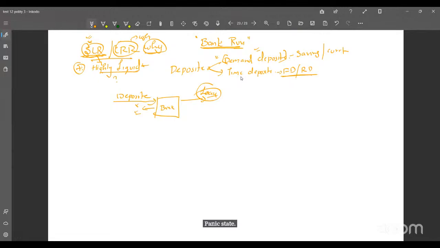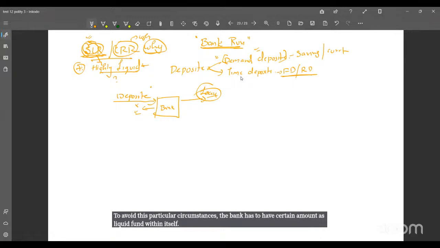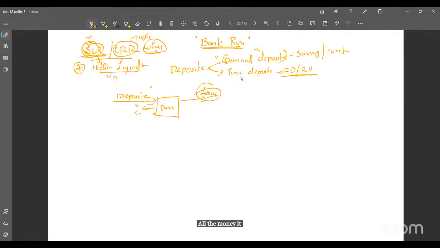கரெக்டா? ஸோ அப்படி இருக்க போகும்போது to avert these circumstances, the bank has to have a certain amount as liquid fund within itself. எப்பவுமே அது கையில வச்சிருக்கணும். All the money it gets as a deposit cannot be lent out as loan. This is what you need to understand.